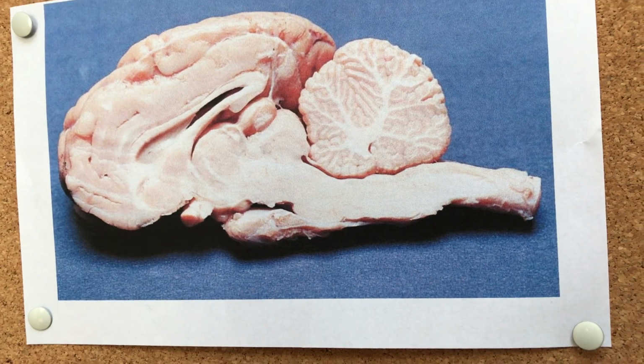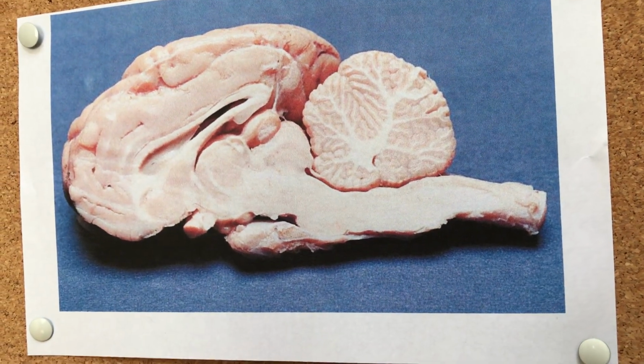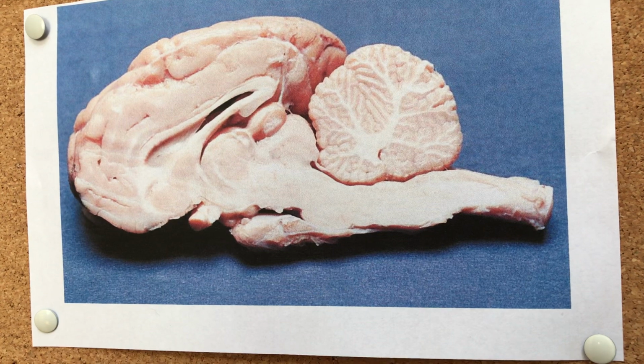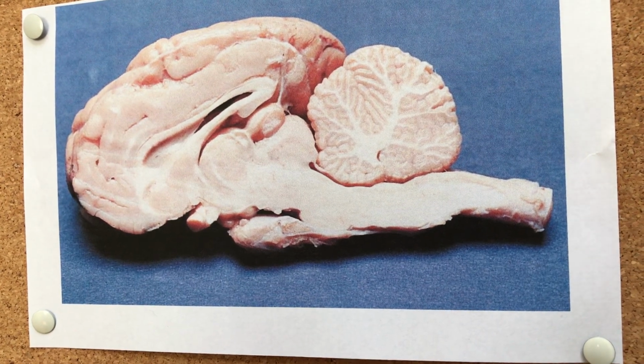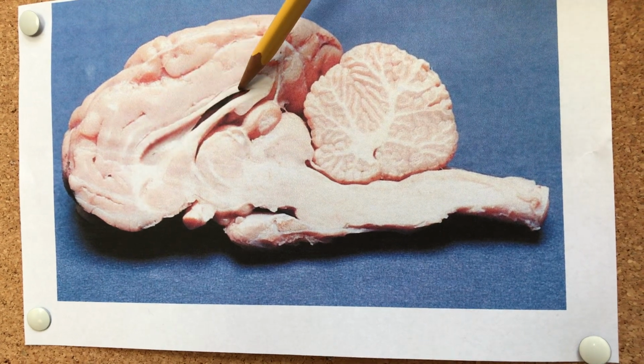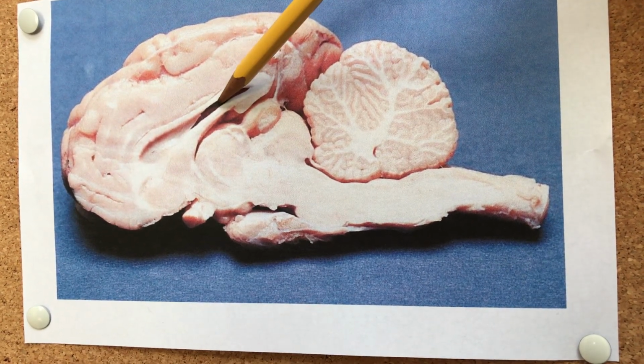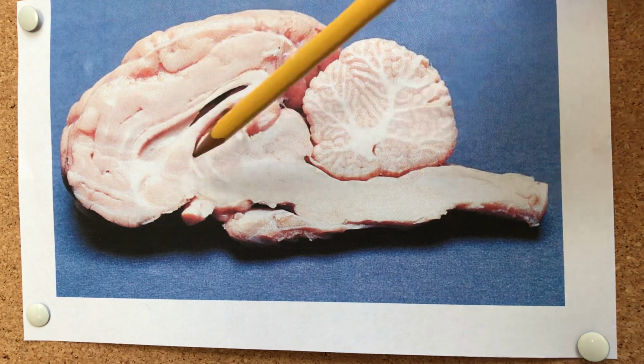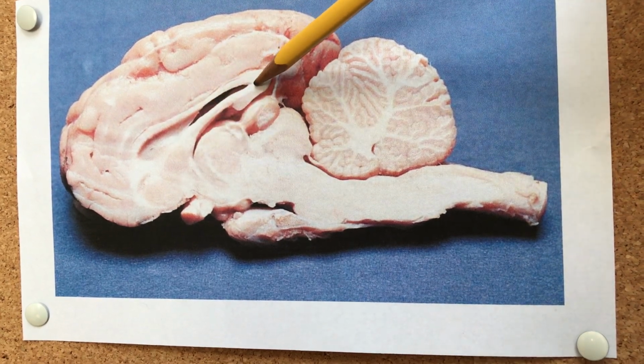Okay, this is a cross section of a sheep's brain, which we would have seen in class had we been attending class. We're going to be responsible for the same parts. We have the cerebrum, the corpus callosum. In here in this hole is where the lateral ventricle is located, and right below is the fornix.